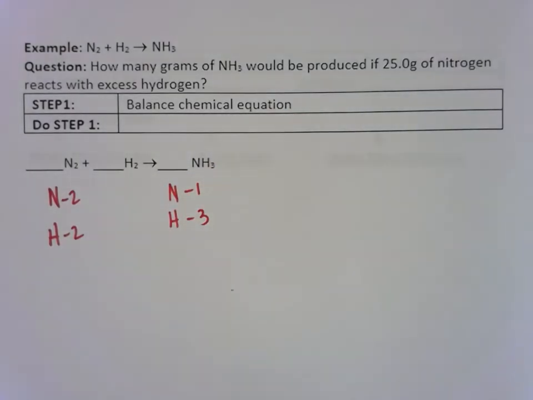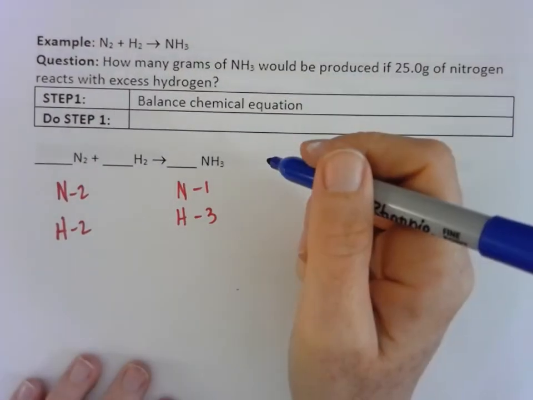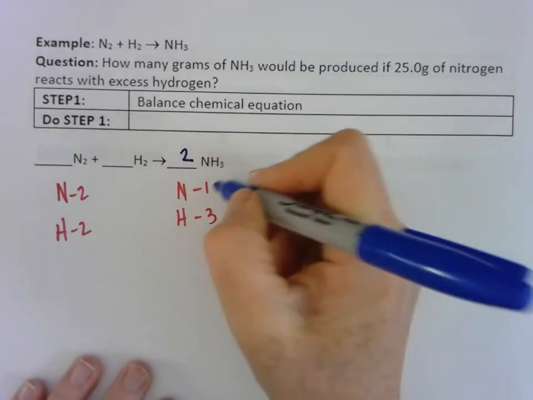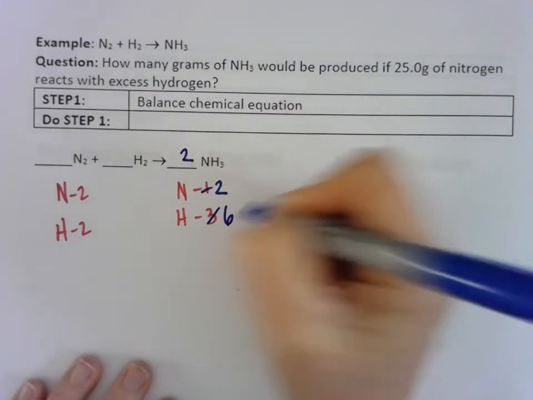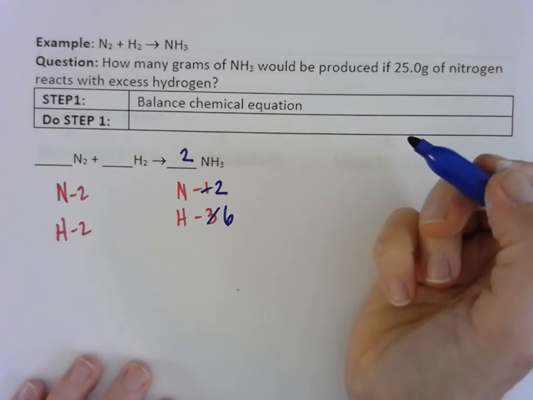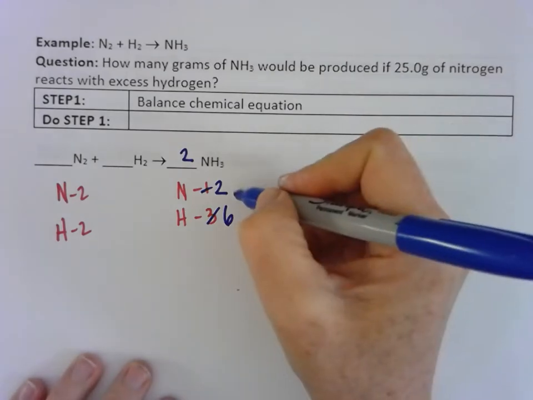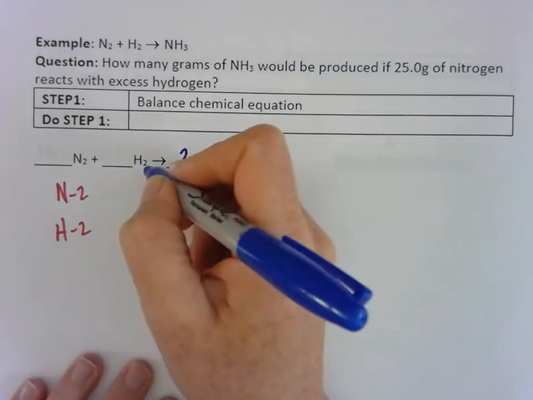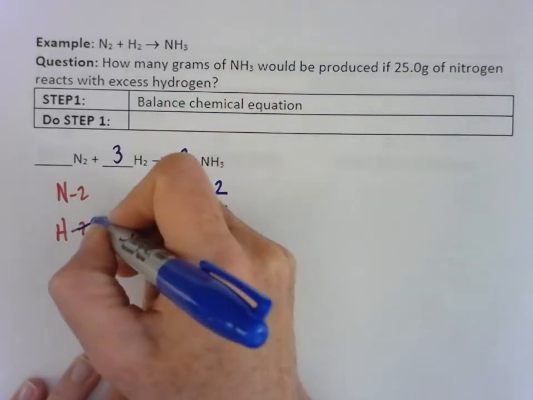This one's pretty easy to balance. I have 2 to 1, so I'm going to drop a 2 in here. That makes that 2, and this is 6, because 2 times 3 is 6. So my nitrogens are good. Now I got to deal with my hydrogen. So I want 6 over here. I have to look here and figure out what coefficient to drop in to make that 6.